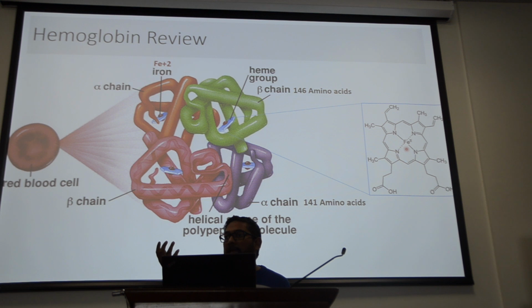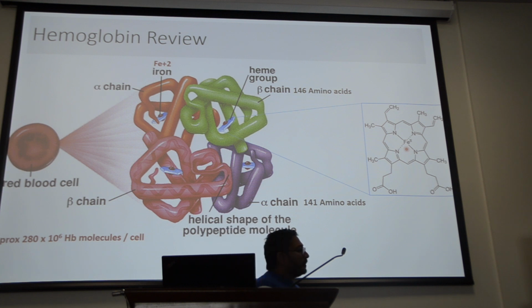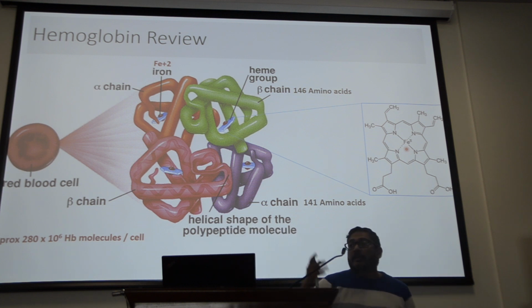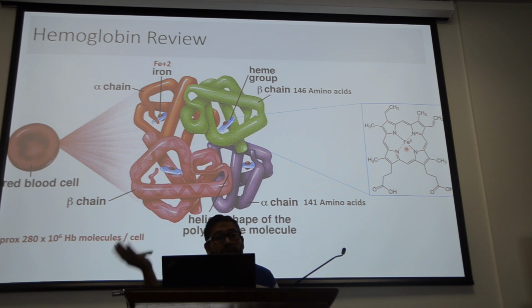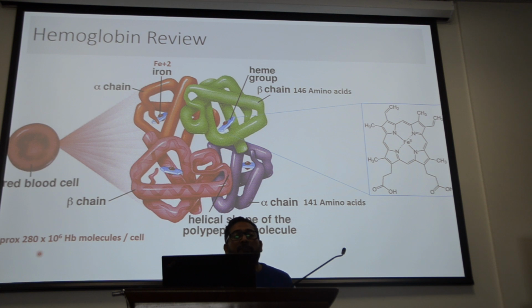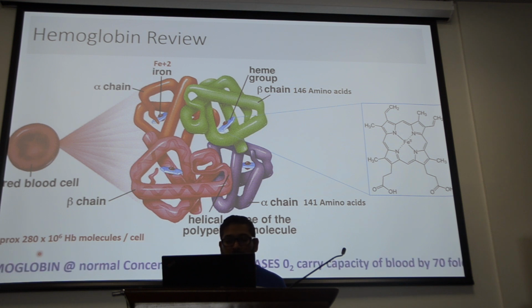Okay, so agents which strongly oxidize convert it into that, and you lose the oxygen carrying capacity of the blood. Now, why are we talking about this? Because your RBC, like he very correctly stated, is a sac full of hemoglobin, and you have around 280 million molecules of hemoglobin in just one RBC. So that is a lot of hemoglobin put down in one cell type.